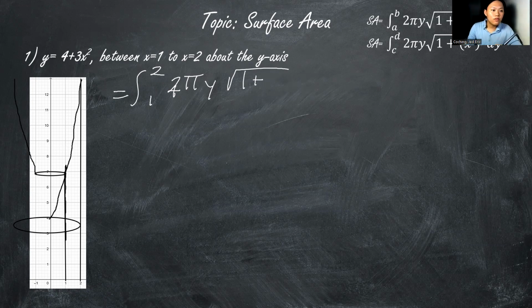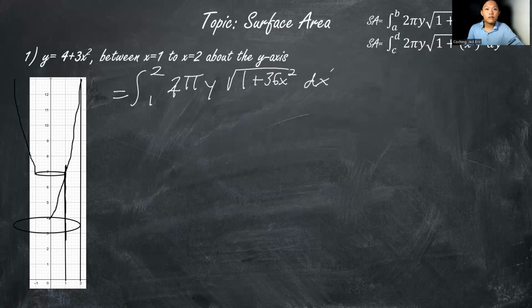And the derivative of y here, as it's 4, that's going to become 0. So 3x squared is going to become 6x. So 6x raised to 2 is going to become 36x squared over dx.